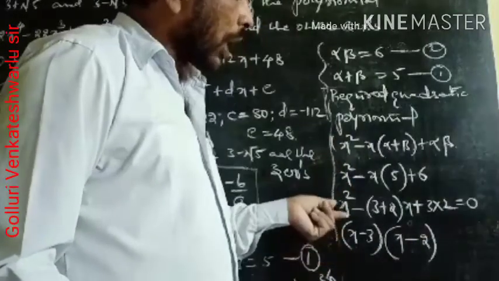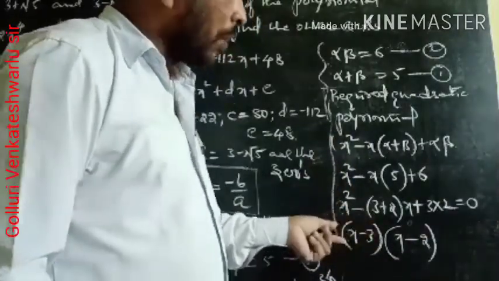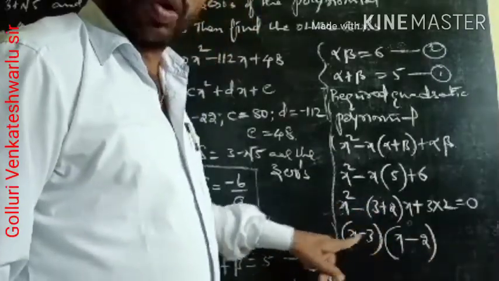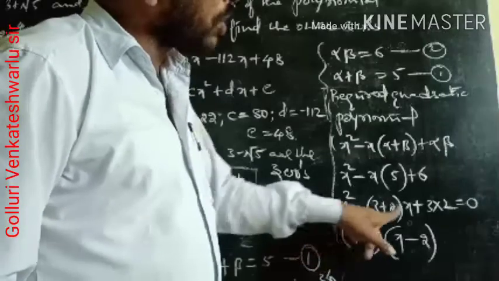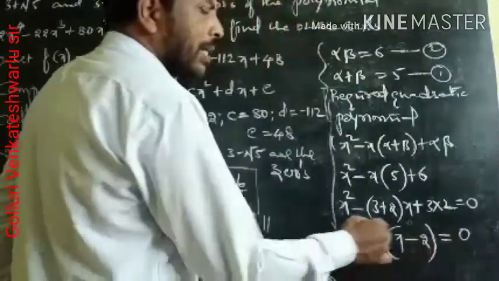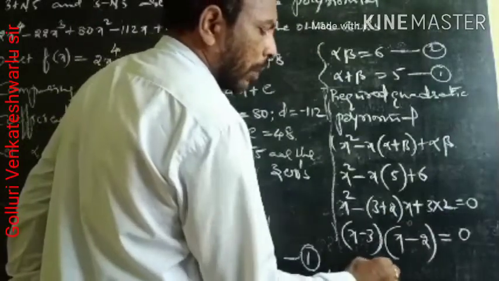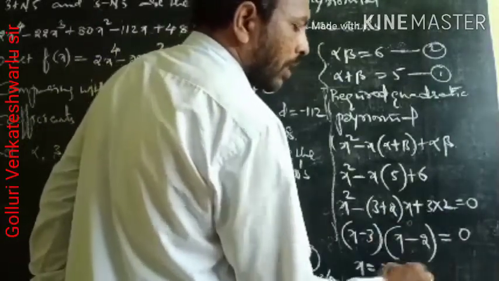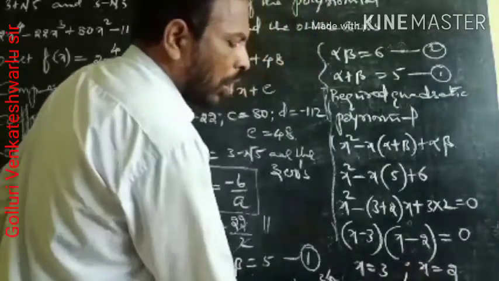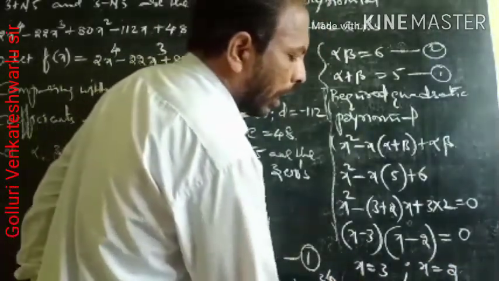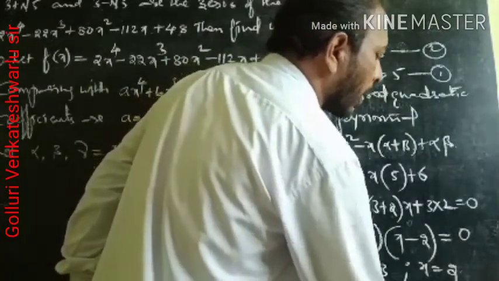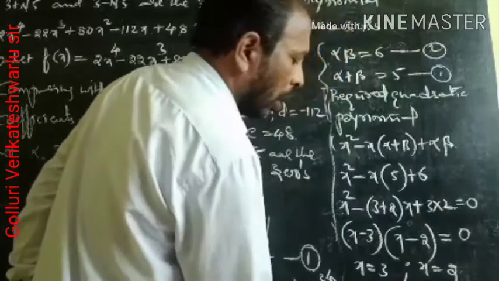When finding the zero values, what should we do? Take the factors: x minus 3 is one factor, x minus 2 is another factor, which is equal to 0. Here x minus 3 equal to 0 means x is equal to 3. Here x minus 2 equal to 0 means x is equal to 2. Therefore 2 and 3 are the zeros of the polynomial. Okay?